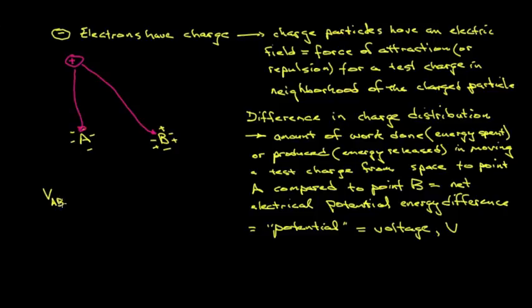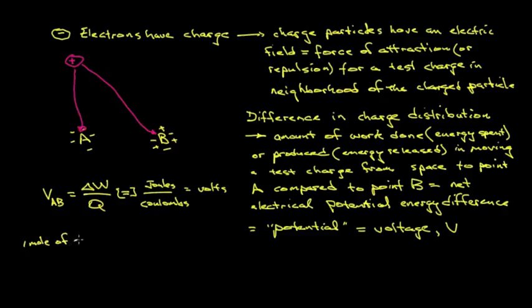The voltage difference between point A and B is the difference in the amount of work bringing a test charge, or a unit of charge, to these different points A and B. And it has the units of joules per coulomb, coulomb being the unit charge in physics. Of course, in chemistry, we often measure quantities in terms of moles. So 1 mole of electrons has a charge of 96,485 coulombs.